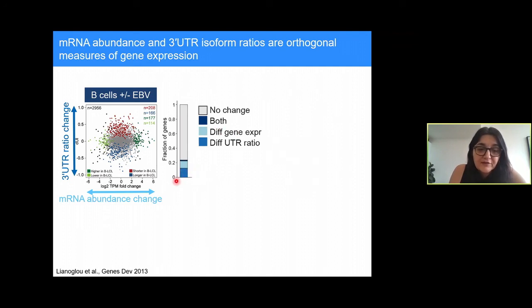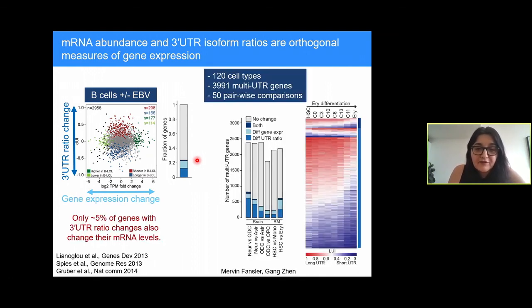We basically saw that a fraction of genes only changes the 3'UTR ratios, or they change their mRNA abundance levels. But here shown in dark blue are the genes that change both. And this is a very small minority. It's basically below 5%. And this was really puzzling. But other people also observed the same thing. And now, in the meantime, we have looked at about 120 cell types and did 50 pairwise comparisons. And we see this relationship in all pairwise comparisons. So that means that 3'UTR ratio changes and mRNA abundance changes are basically orthogonal measures of gene expression.